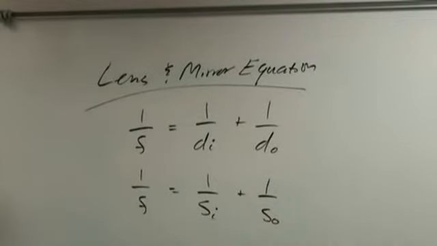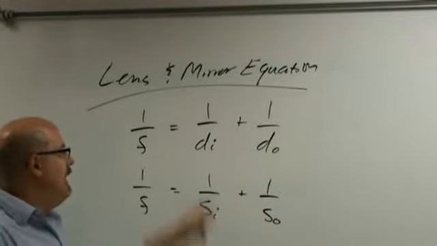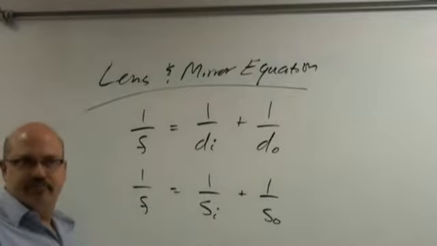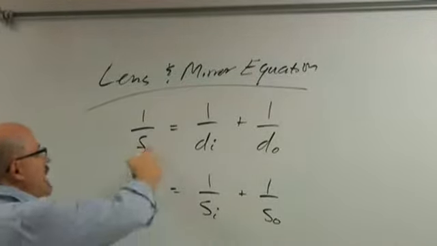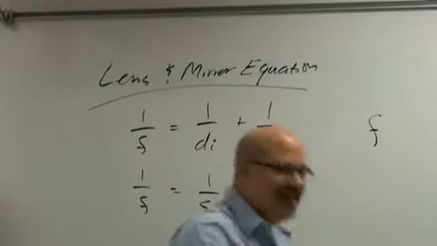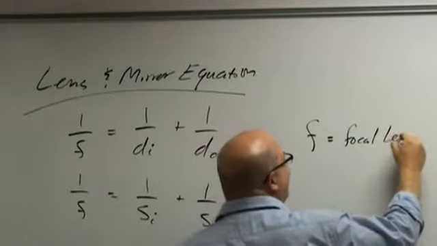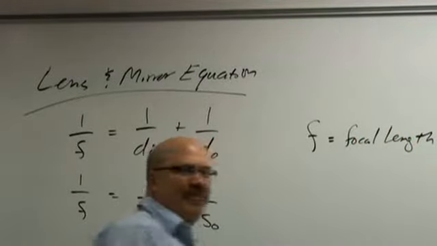I don't like the si and so, just me personally, but that's the way you'll see it on your equation sheet. I like the di do equation, because we know what f is, right? What's f? Frequency. Oh no, that's not what I meant. Focal length. Focal length is the one.